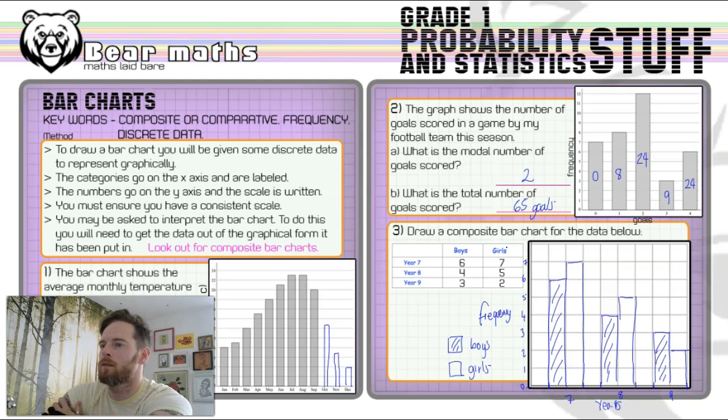Like I said, the only thing I haven't covered there is when you have to figure out what's wrong with them, but like I said, it's to do with the scale. Look out for inconsistent scale. Look out for mislabeling of things, and look out for the bars being stuck together when they shouldn't be. Remember those things, you'll be fine.